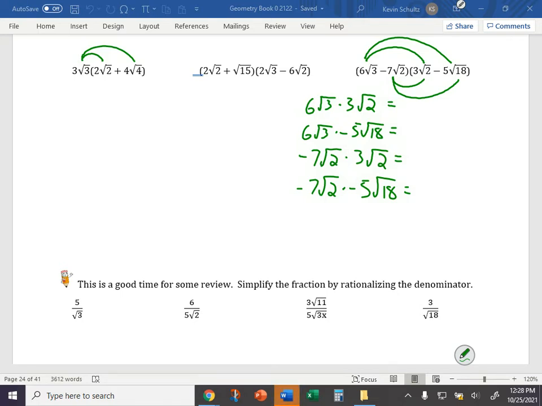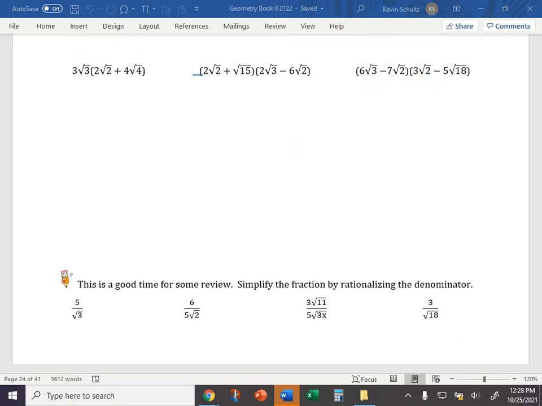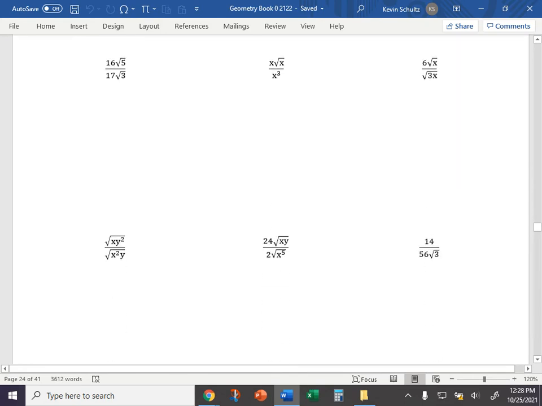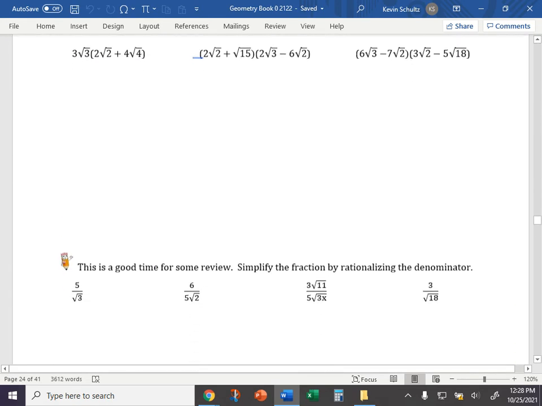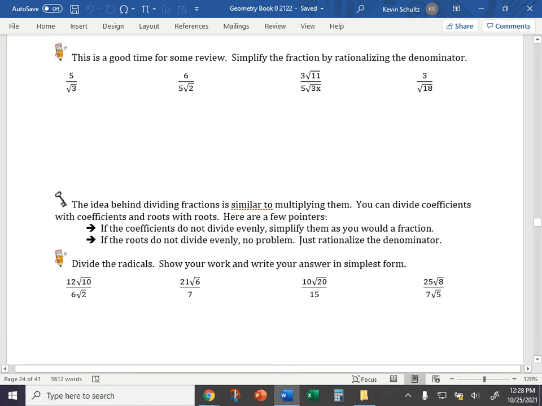Okay. Dividing roots. We only got 2 more pages to go. I'll keep you in suspense.